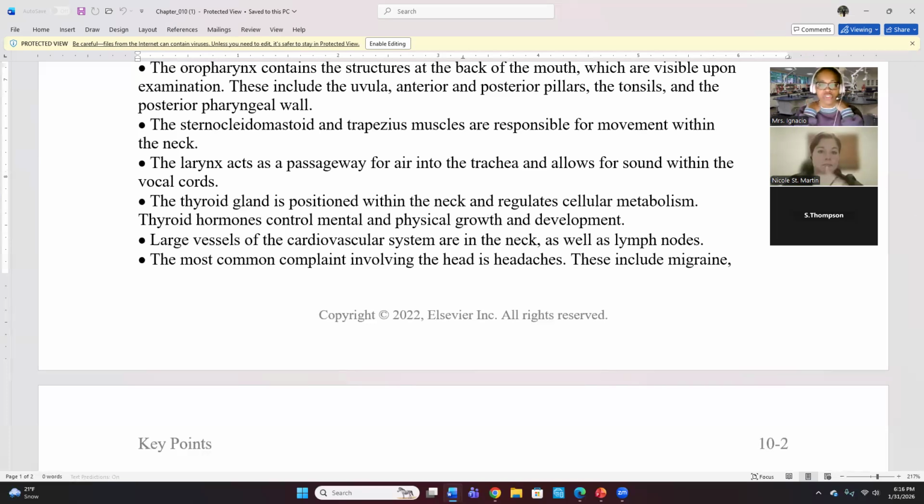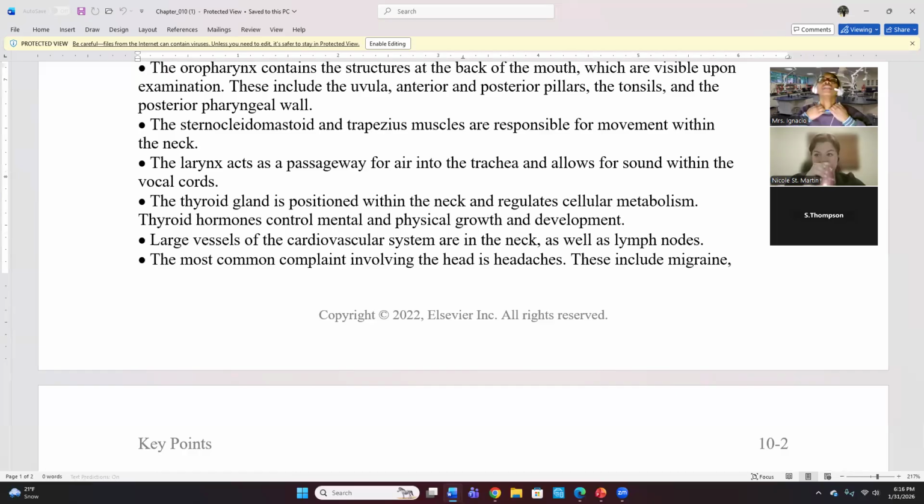Put your hands on the patient's shoulder and shrug their shoulder. Also, have them resist my hand on your face. That's linking what we're doing in lab to what you're seeing in the classroom. Now the larynx, that's going to be your vocal cords, along with your trachea, and that's going to allow for sound.